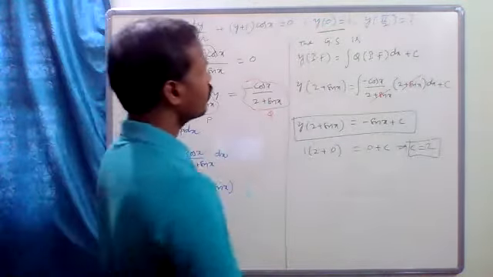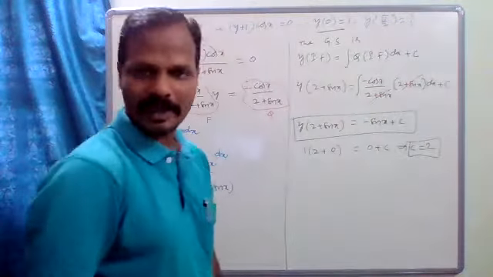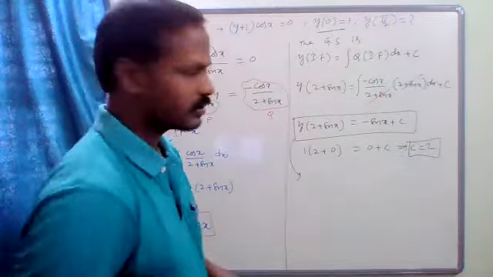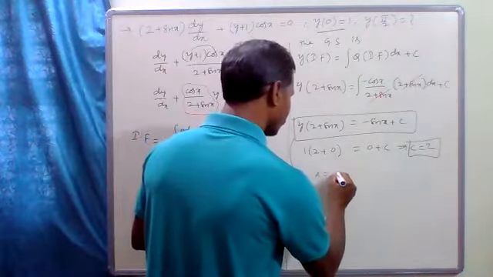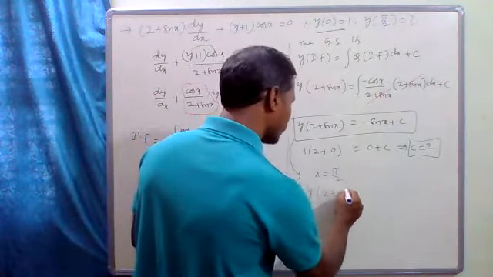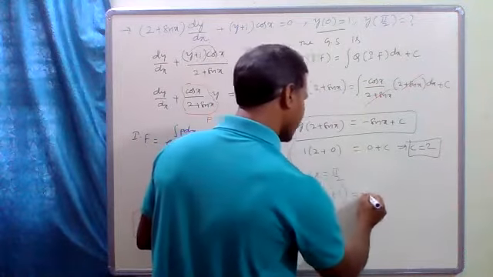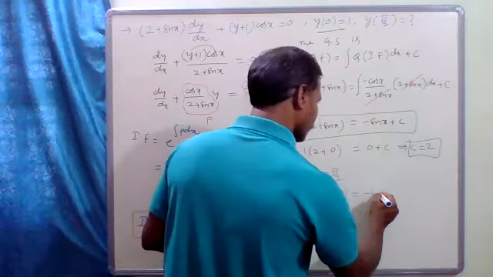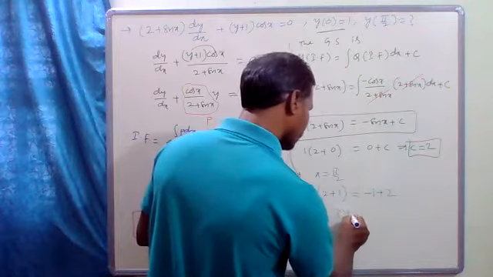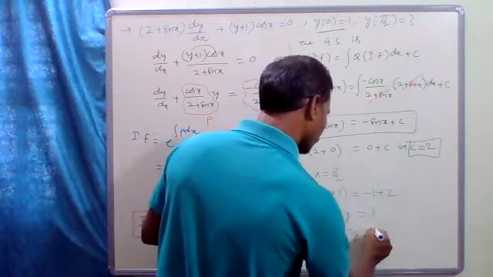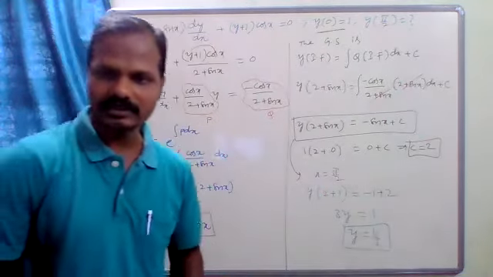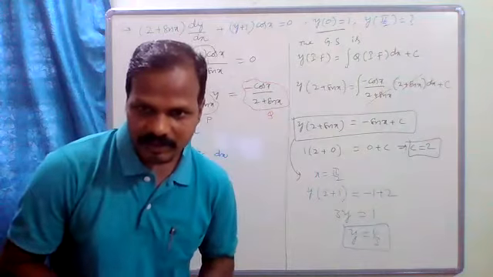Now we have to find the y value at pi by 2. So x equals pi by 2. So y into 2 plus sin pi by 2, which is 1, equals minus sin pi by 2, which is minus 1, plus the c value 2. So this is 3y equals 1, so y equals 1 by 3. Yes, it's correct, Uday. Mamata, yes, 1 by 3.